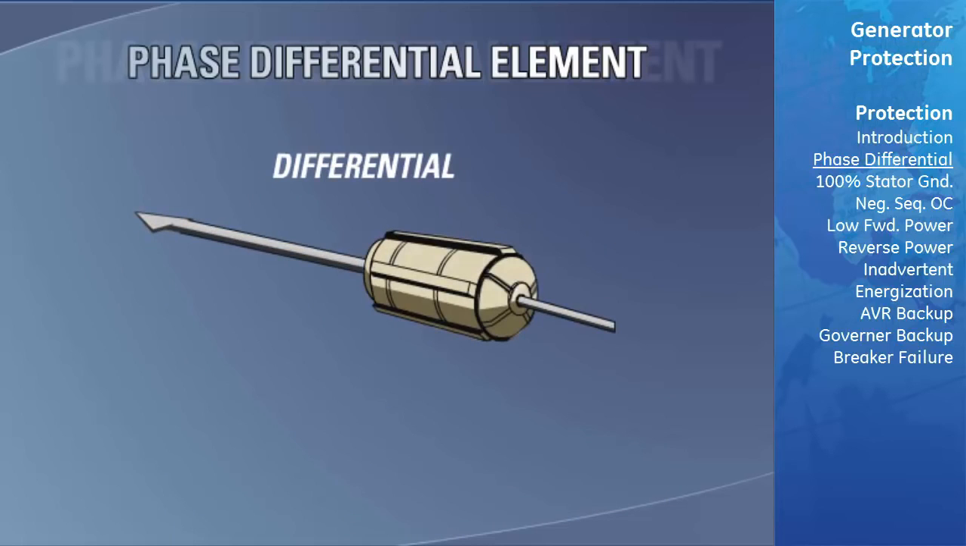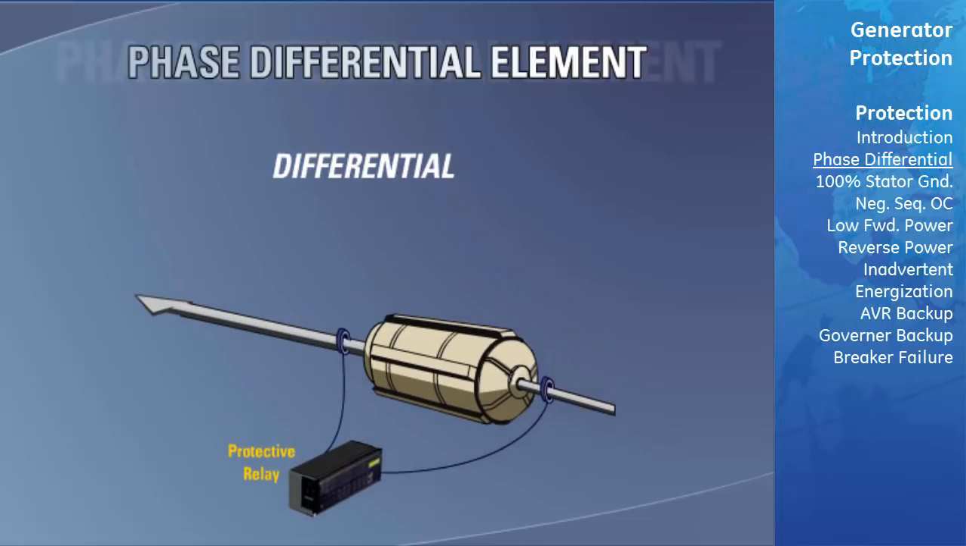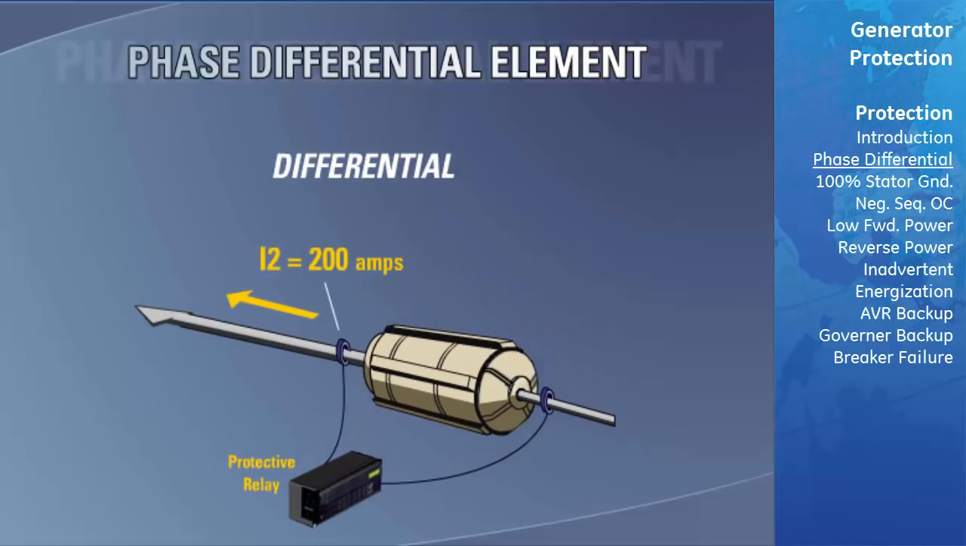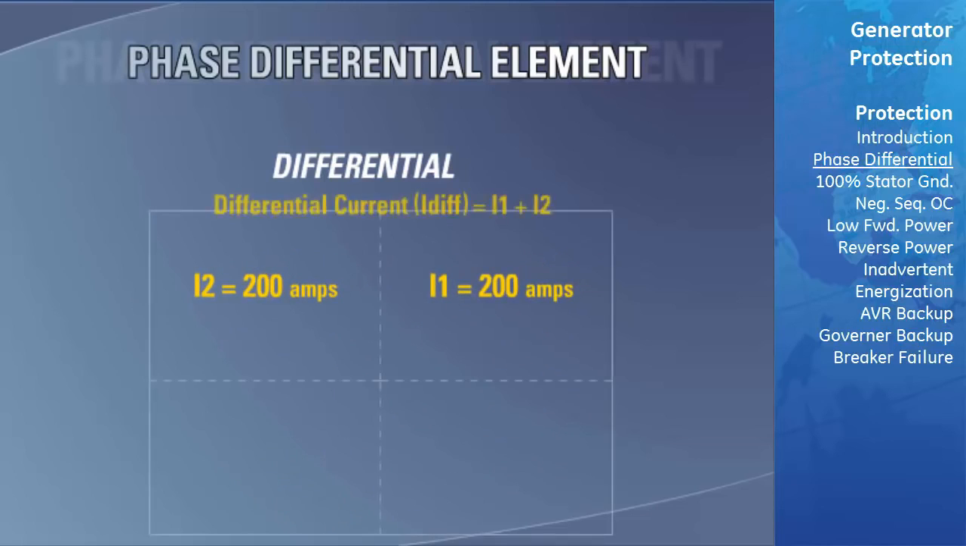For each, a differential signal is derived from the phasor sum of the current flowing into and out of each phase of the generator's stator windings, I1 and I2 respectively. Let's assume for the moment that our CTs are ideal, that is, having no error. Therefore, the CTs on both sides of the generator measure 200 amps. If the CT secondary currents are viewed on a phasor diagram, we will see the currents will sum to 0, resulting in a differential of 0.